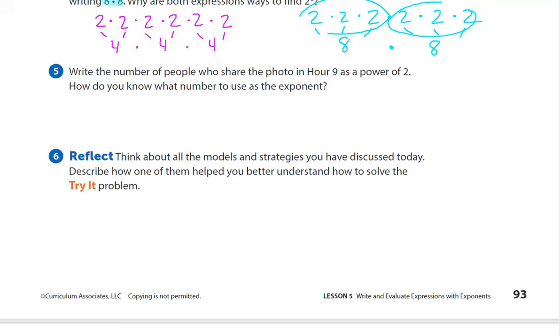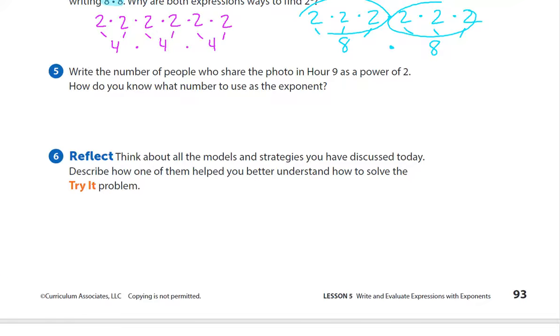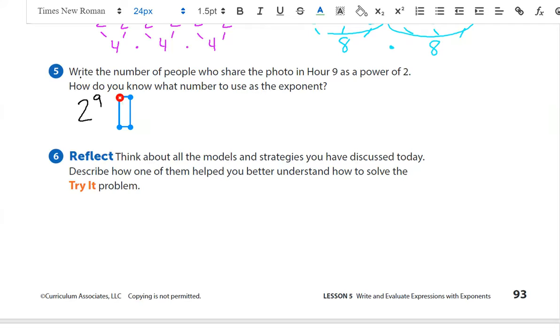Number 5, write the number of people who share the photo in the 9th hour as a power of 2. How do you know what number to use as the exponent? Well, because we were using the 6th hour, has a 6 as the exponent, so the 9th hour is going to have a 9 as the exponent. Okay, but now we have to have the number of people who share the photo in the 9th hour as a power of 2. Okay, we don't have to actually solve it, do we? But it does ask us how we know, so we want to put how we know. That's the important part. How do we know?